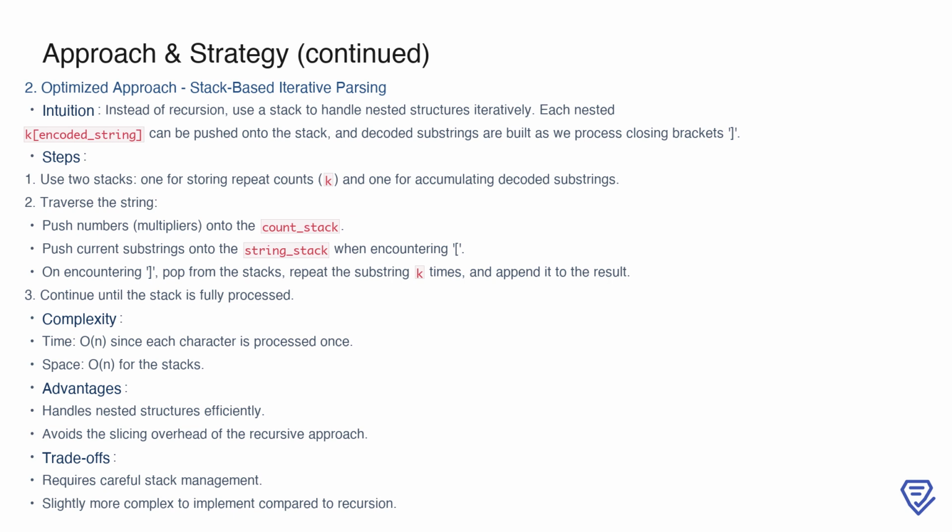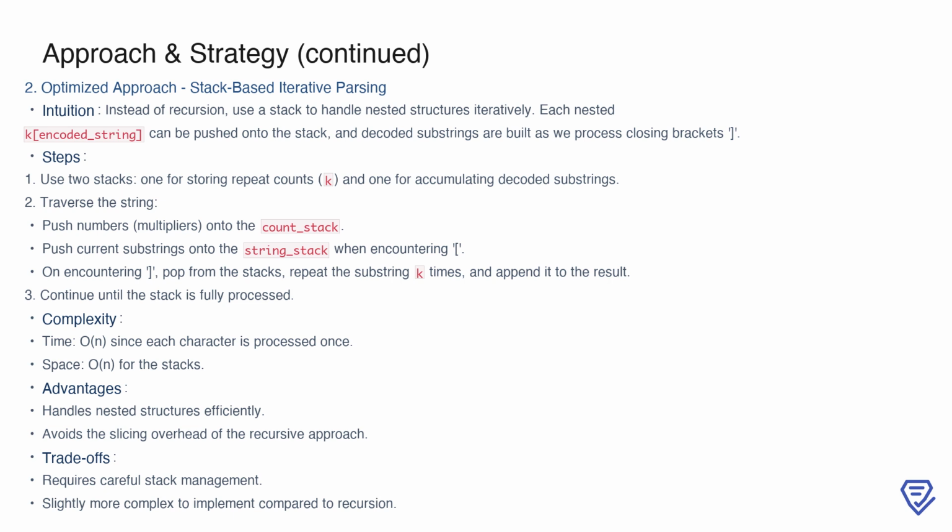An optimized approach to address these inefficiencies is to use a stack-based iterative parsing method. Instead of relying on recursion, we use stacks to manage the nested structures iteratively. The intuition here is that we can push each k[encoded_string] onto the stack and build the decoded substrings as we encounter closing brackets. To implement this, we use 2 stacks, one for storing the repeat counts, or k, and another for accumulating the decoded substrings. As we traverse the string, numbers representing multipliers are pushed onto the count stack, while substrings are pushed onto the string stack whenever we encounter an opening bracket.